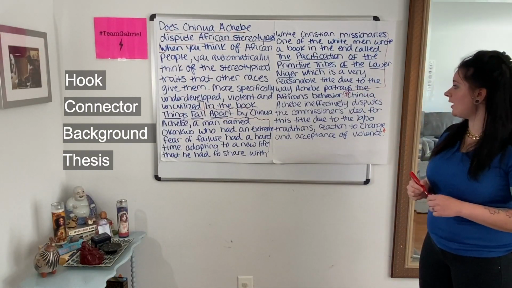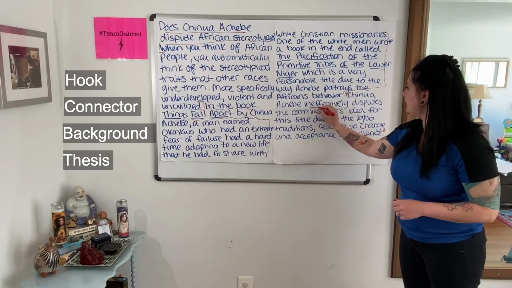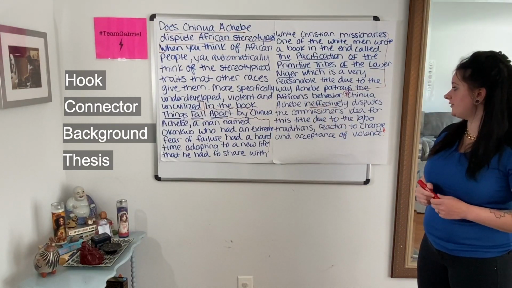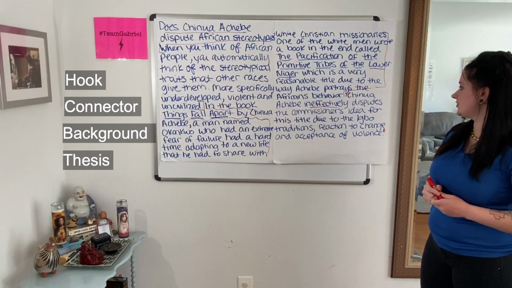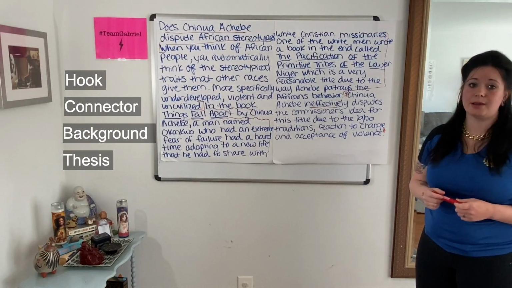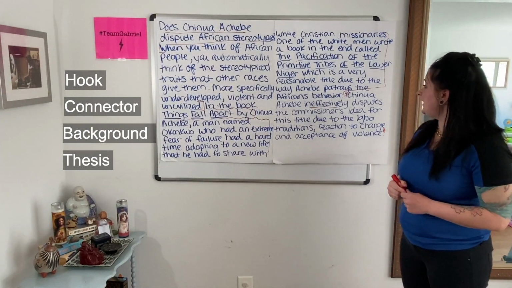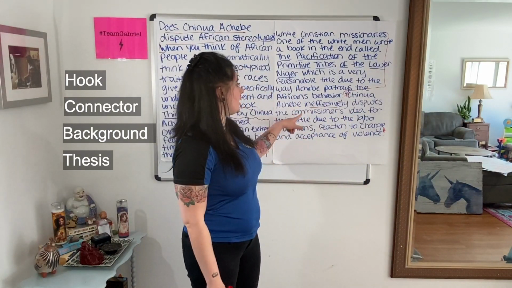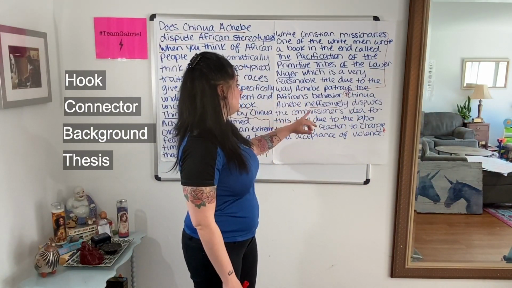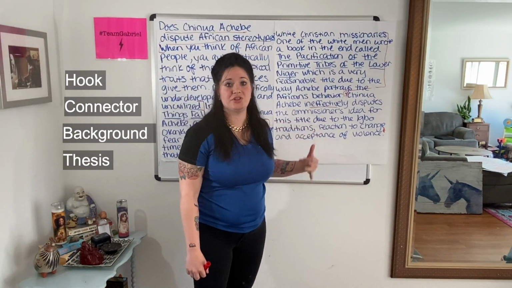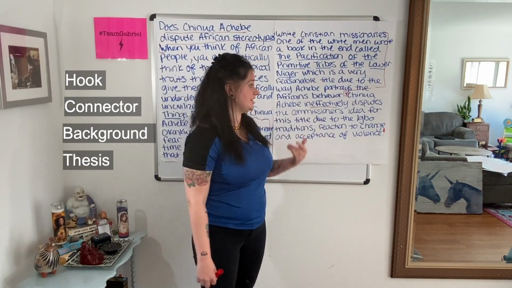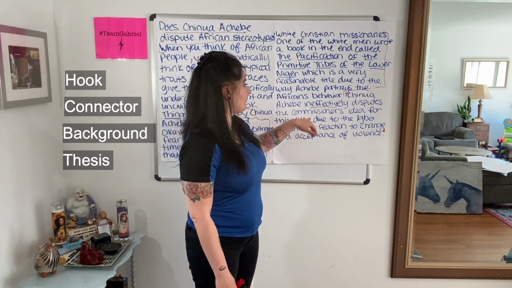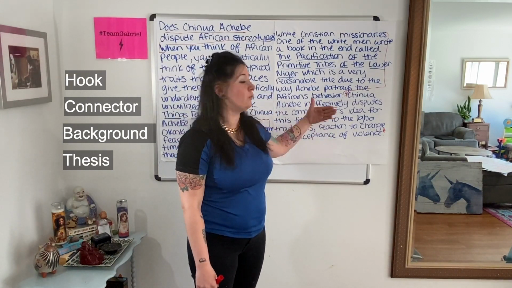She says, Chinua Achebe ineffectively disputes the commissioner's idea for this title due to the Igbo tradition's reaction to change and acceptance of violence. So here, she has restated the question when she says, Chinua Achebe ineffectively disputes the commissioner's idea for the title. That tells me that she's read the prompt, she understands what it is that she's answering. But then she takes it a step further and goes on to tell me why.